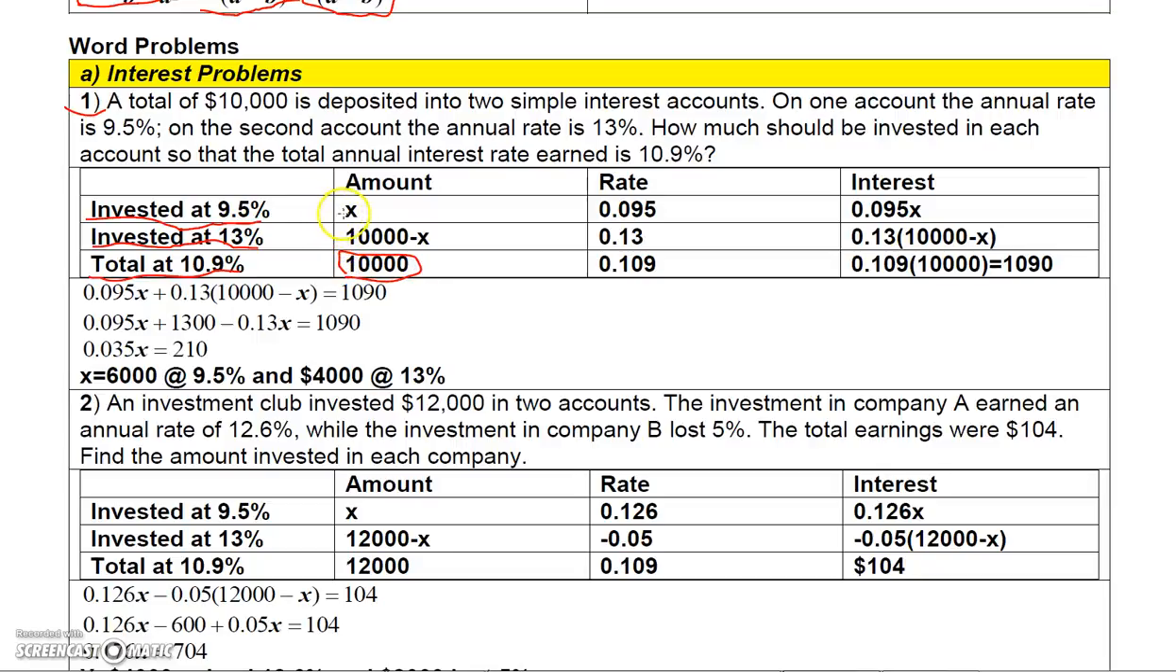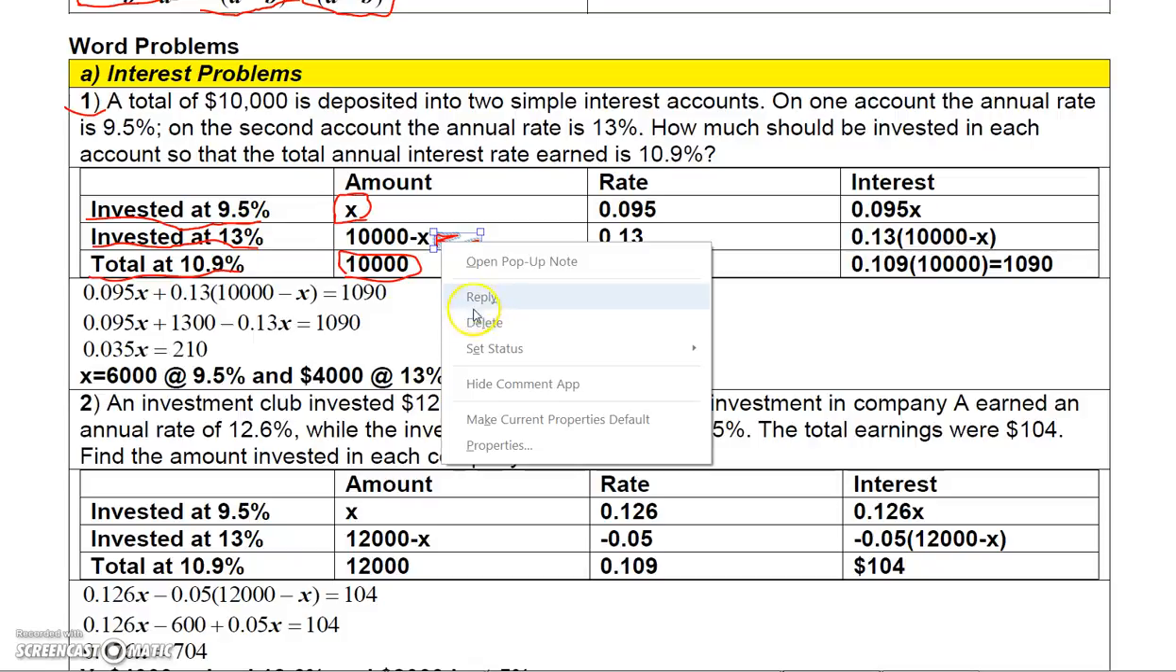then whatever I invest at the 9.5%, we'll call it X. If I invest X in that amount, well, I know that the two amounts that I invest must add up to equal $10,000. So if I take $10,000 and subtract X out of it, then I'm left with 10,000 minus X to invest at 13%. So that's how I determine my variables. Let X be the amount at 9.5%, and then 10,000 less X is the amount invested at the 13%.